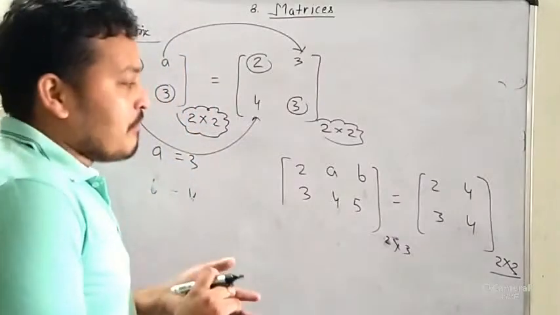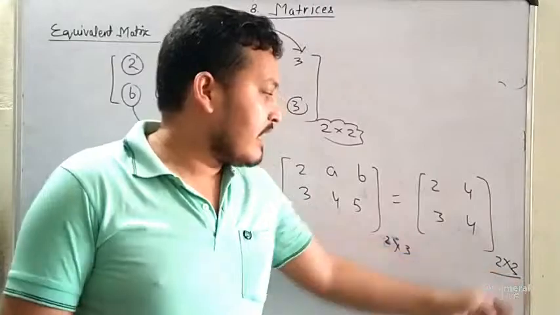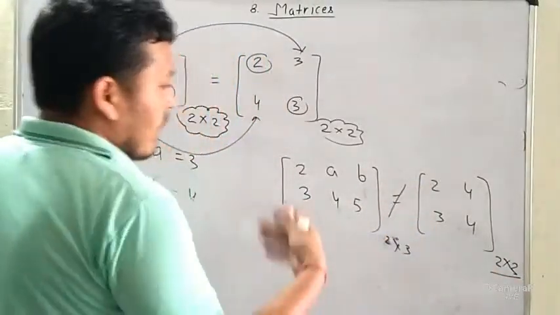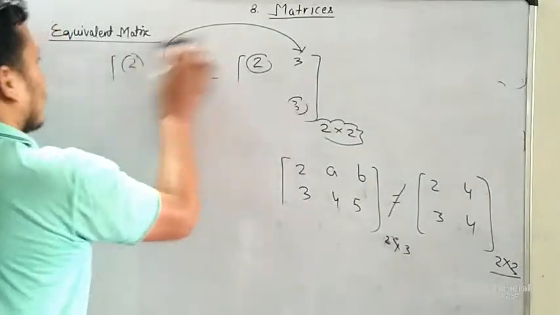We cannot compare the both matrices here because their order is different, 2 by 3 and 2 by 2. So both matrices are not equivalent to each other. यहाँ पे हम कुछ नहीं कर सकते हैं, ठीक है. तो इस चीज को भी ध्यान रखना.